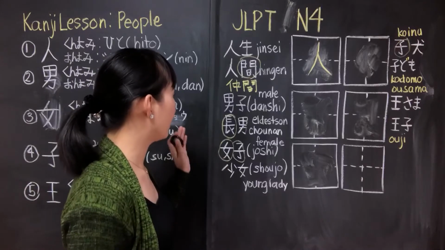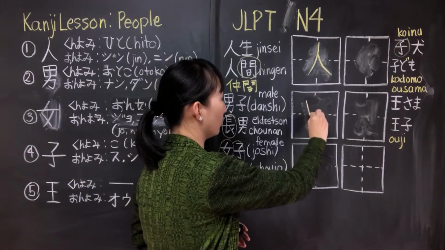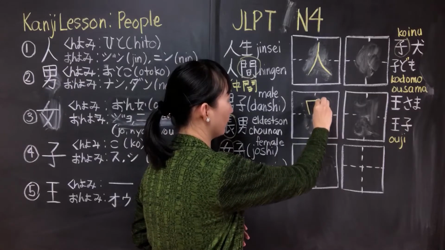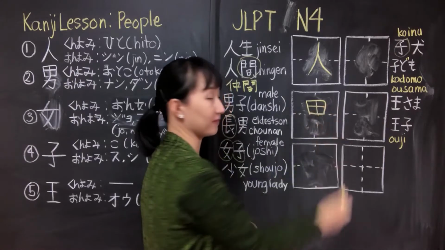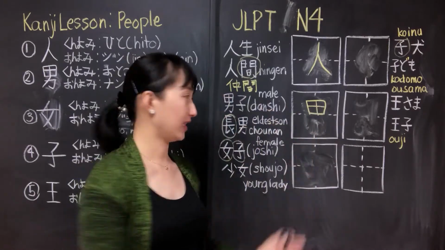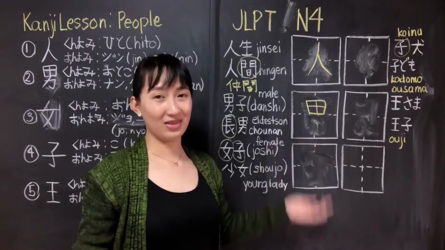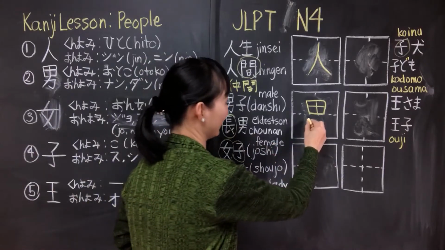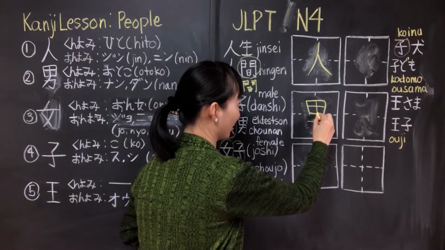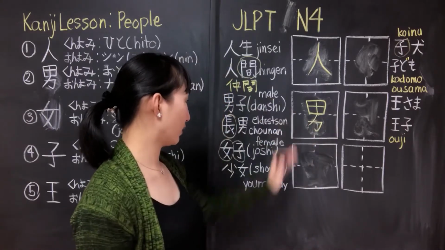So this is how we write otoko. The otoko kanji: 1, 2, 3, 4, 5. And then there is chikara here. You know, males, they have power, so that's why in their kanji there is also chikara, or power. Okay, so this is otoko.